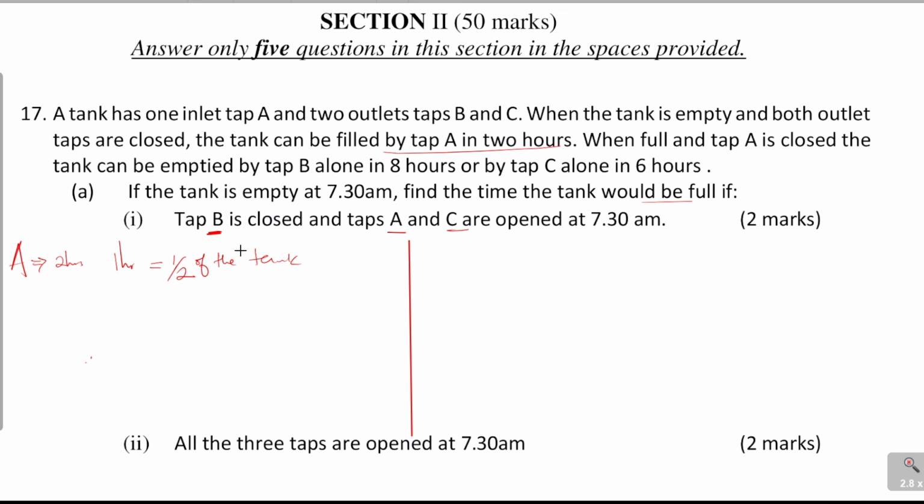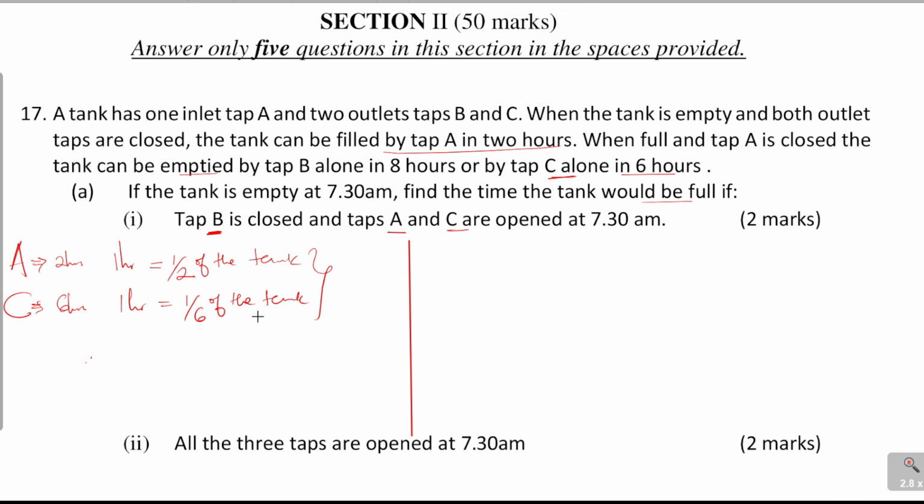Then tap C, that one empties, not filling. It empties when it is running alone. It can empty the tank in 6 hours. So C can empty the tank in 6 hours. That means in 1 hour, it can empty a sixth of the tank.